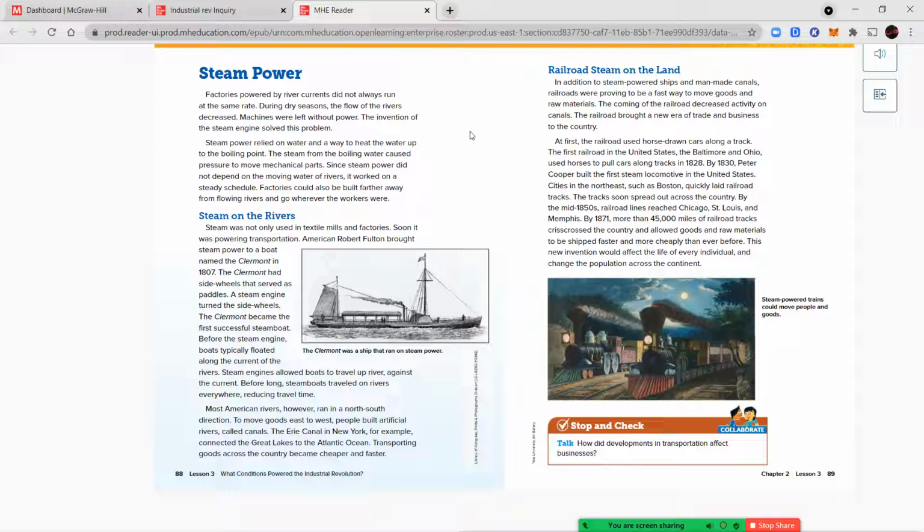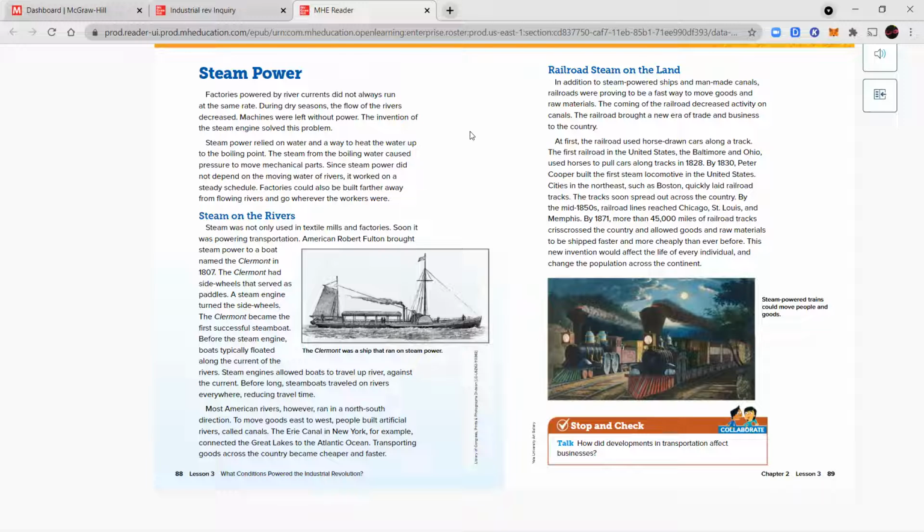Railroad steam on the land. In addition to steam-powered ships and man-made canals, railroads were proving to be a fast way to move goods and raw materials. The coming of the railroad decreased activity on canals. The railroad brought a new era of trade and business to the country. At first, the railroad used horse-drawn cars along tracks. The first railroad in the United States, the Baltimore and Ohio, used horses to pull cars along tracks in 1828.